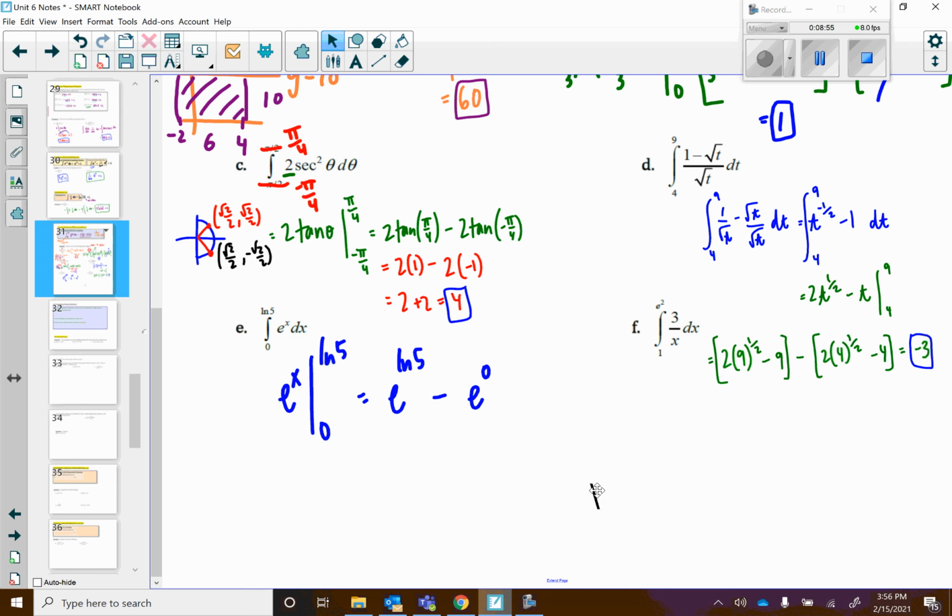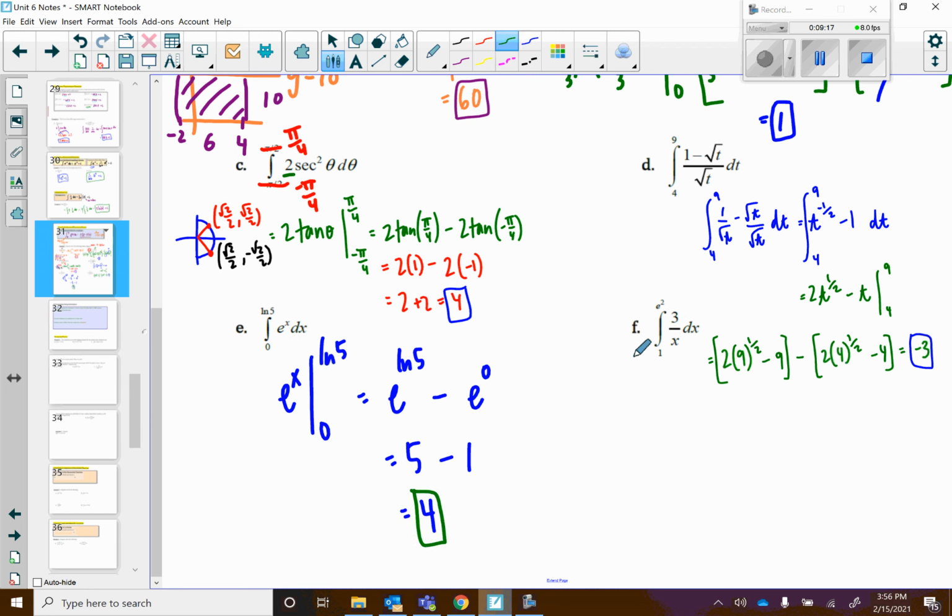Well, anything to the 0 power is just 1. So I know this second piece is 1. If you remember your properties of logarithms, e and natural log have the same base, which means e to the natural log of 5 would just be 5. 5 minus 1 is 4.